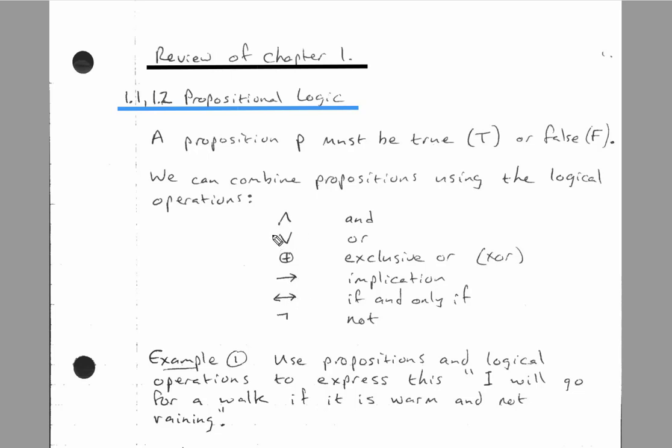So these five take two propositions, say P and Q. And then this last one, not, just applies to one proposition. It just switches its truth value from true to false or false to true.